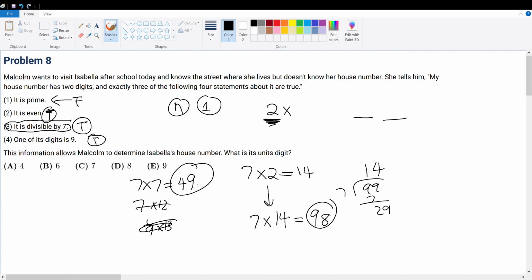Would that work? One of its digits is 9, checks out. It's divisible by 7, checks out. It's even, checks out. And the only term here is 98. So that means if statement 1 were false, then 98 would be a plausible solution. Therefore, the unit digit must be 8. Therefore, your final answer will be answer choice D.